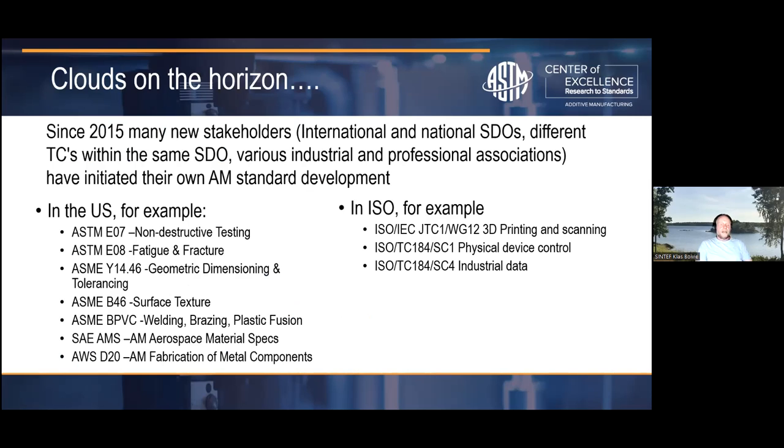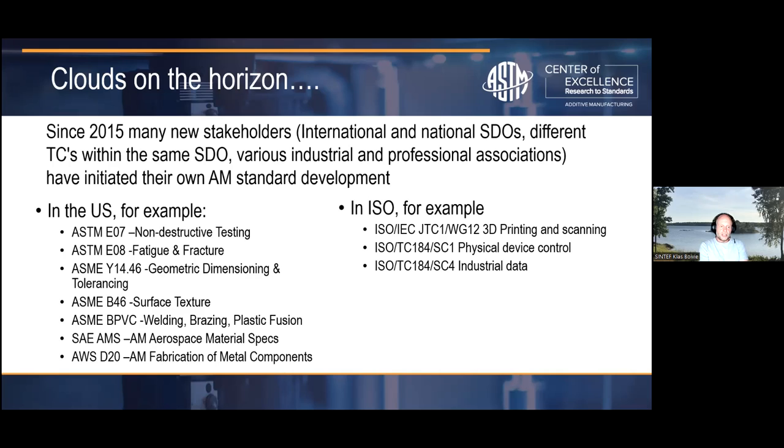Since AM has become very popular and come to great interest since 2015, there have been many new stakeholders: other standardization committees, international and national organizations, that have made intentions of making standards for additive manufacturing and started their own standardization. This is a bit of a challenge.